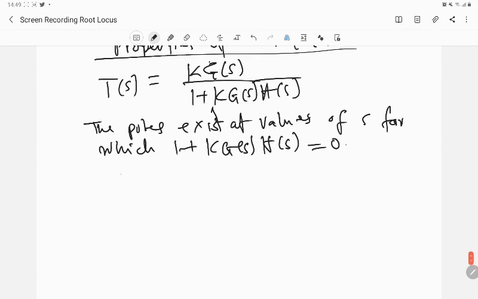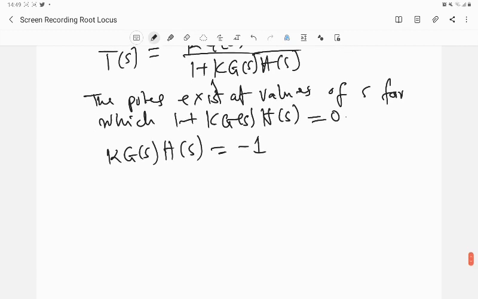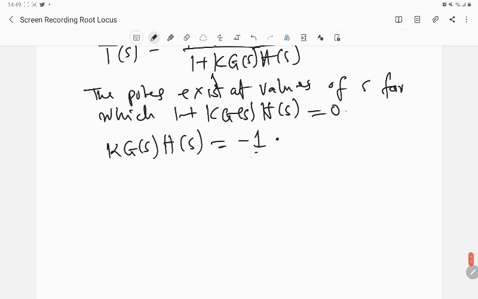So if that is true, then we can say that k G(s) H(s) equals minus 1. Any value of s that we plug into this for which we get minus 1 is going to be a root of the system. If you plug in any value and you don't get minus 1, then it means it is not on the root locus. It is not a root of the system.